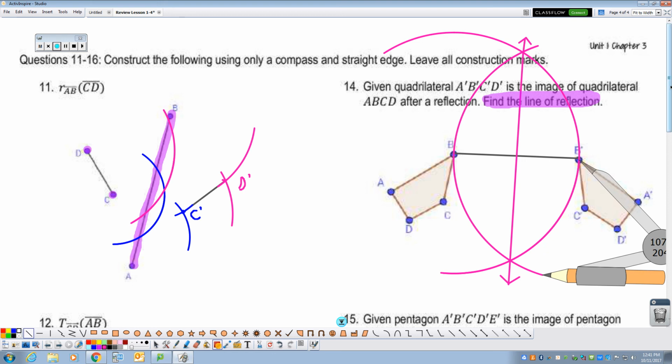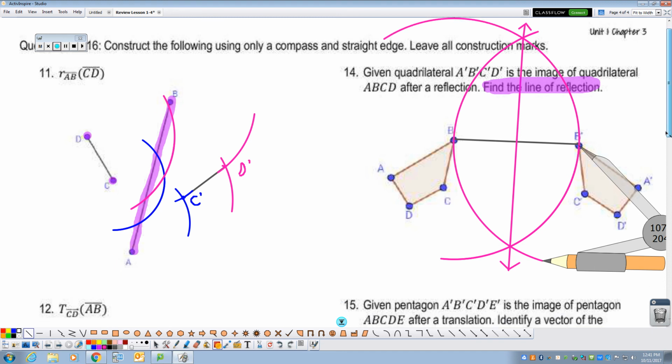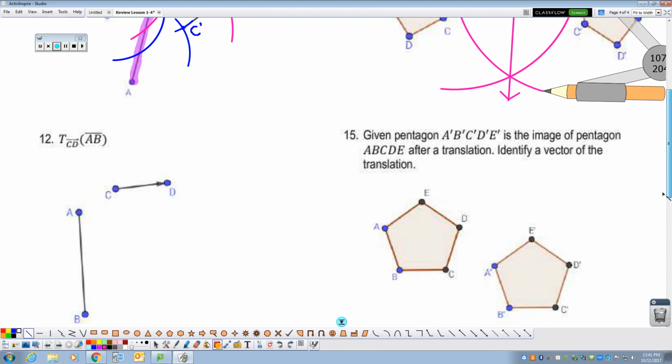And I chose the B's. You could have done C to C prime, you could have done D to D prime. It doesn't matter as long as they are corresponding points.